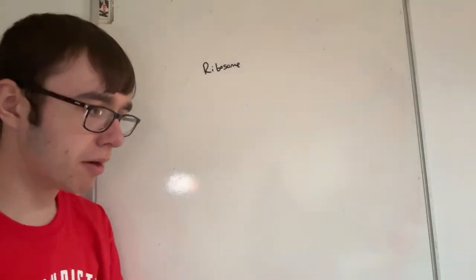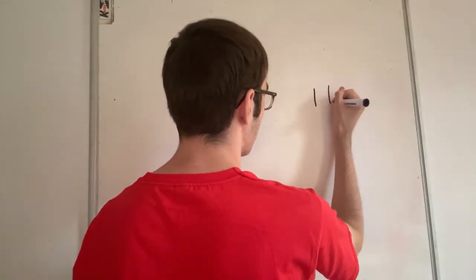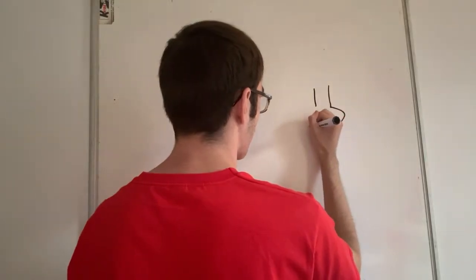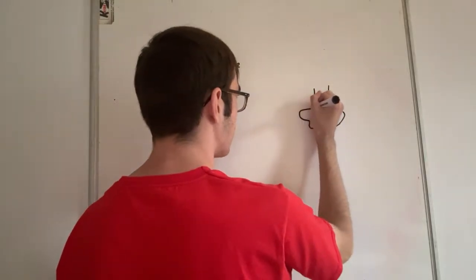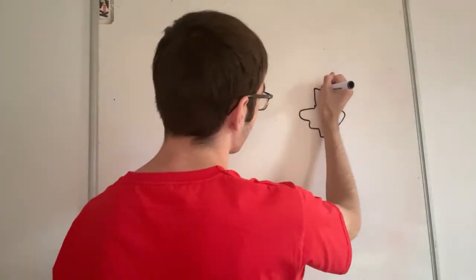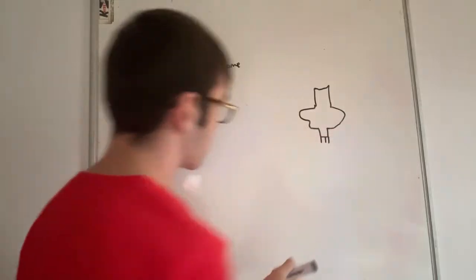Firstly, we need to talk about tRNA, which I don't recall the exact structure of. I know it kind of resembles, I don't know how it's meant to look like a clover leaf, okay? Please bear with me, guys. I did not do GCSE art.